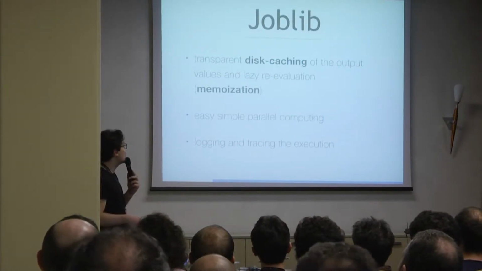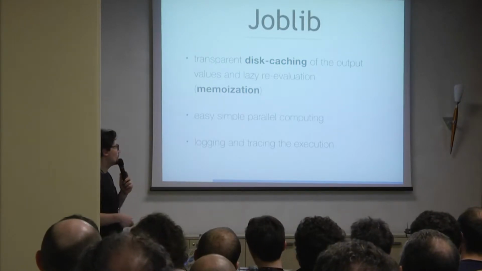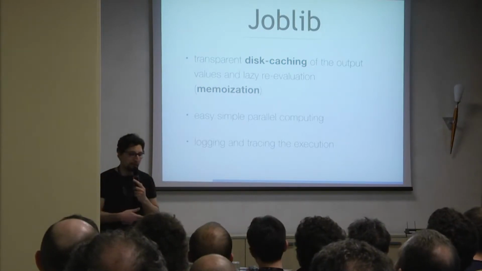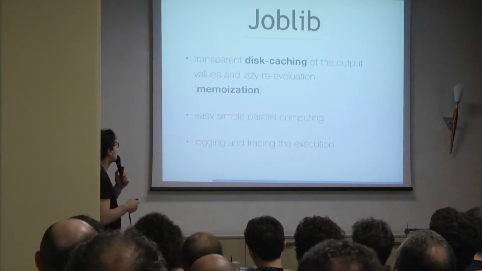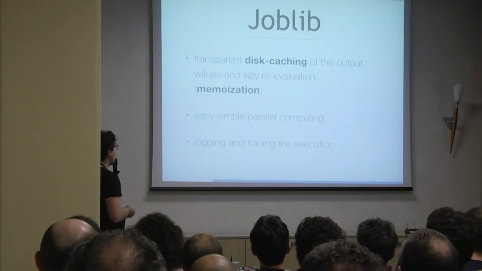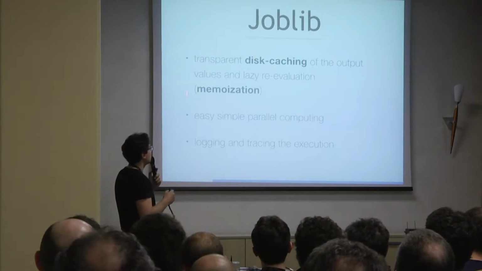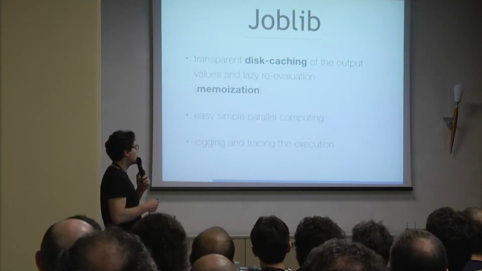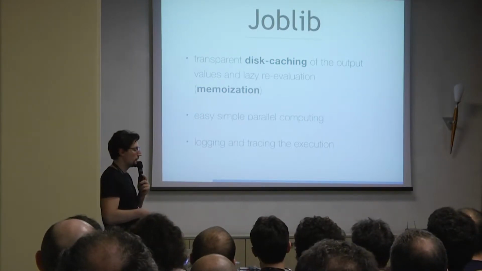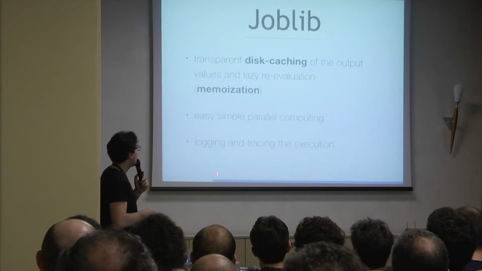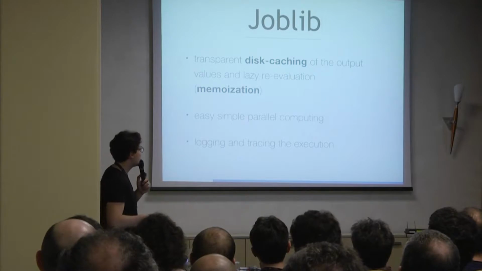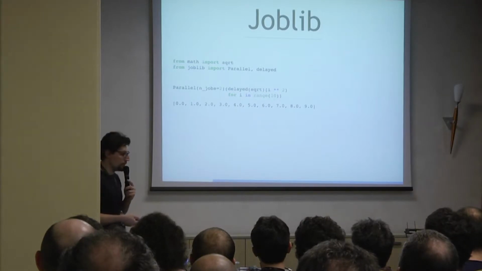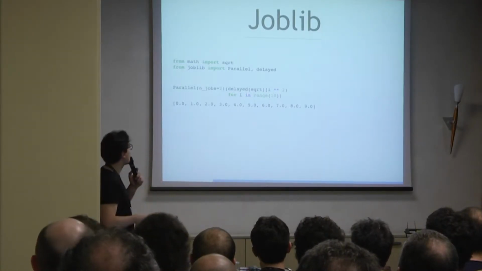We also have joblib. Joblib is a great package which was basically introduced with scikit-learn, and indeed it has a deeper integration with scikit-learn. Joblib has transparent disk caching of the output values and lazy re-evaluation. This feature is called memoization. It has an easy, simple Parallel. It is used for, of course, single machine, multiple cores, and it has some logging and tracing facilities for the execution. So I should say that joblib is an extended version of multiprocessing for such computation.